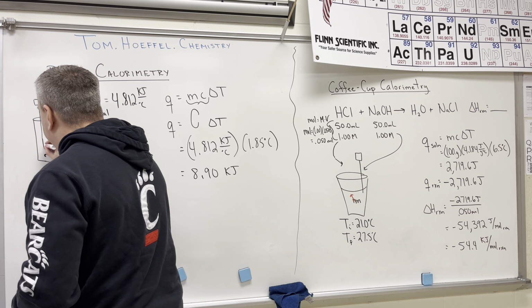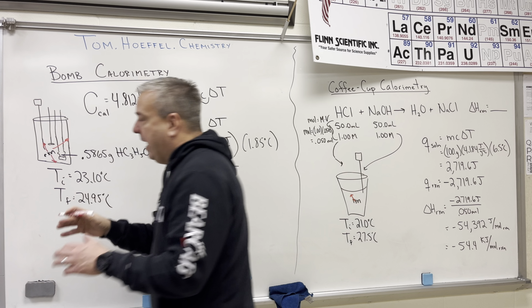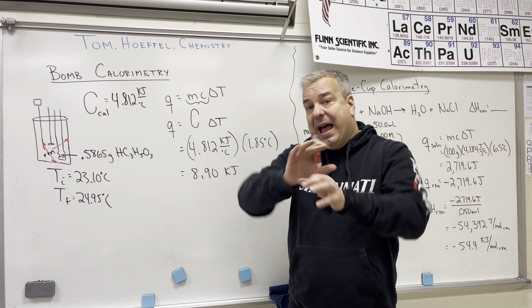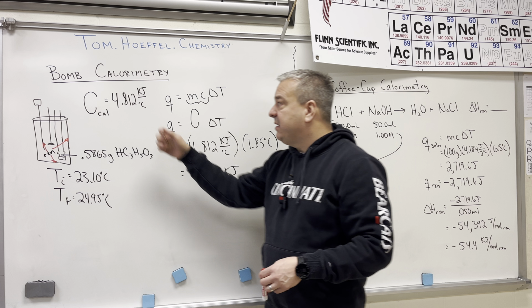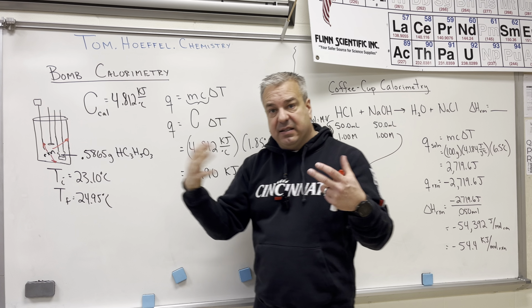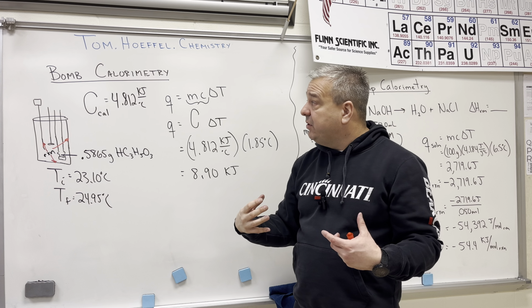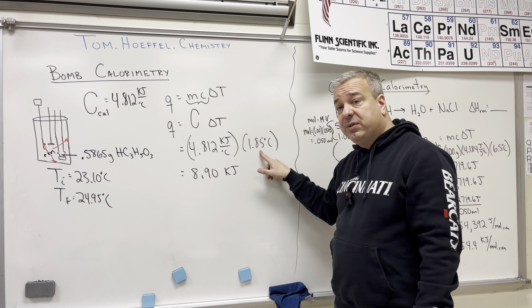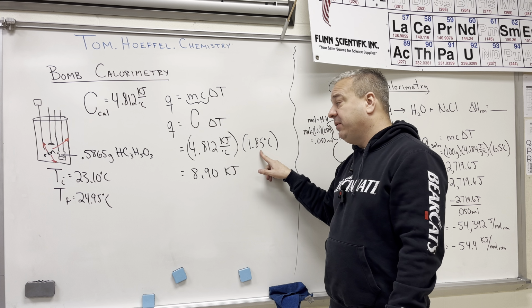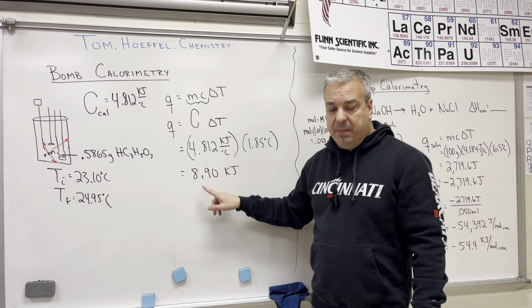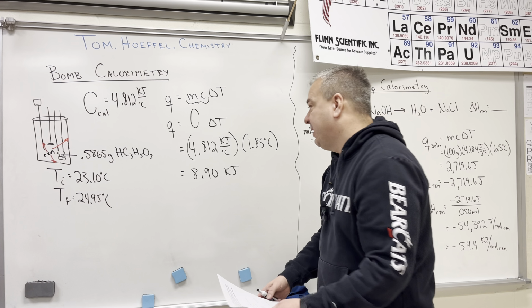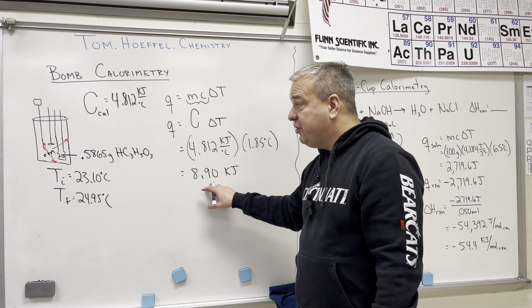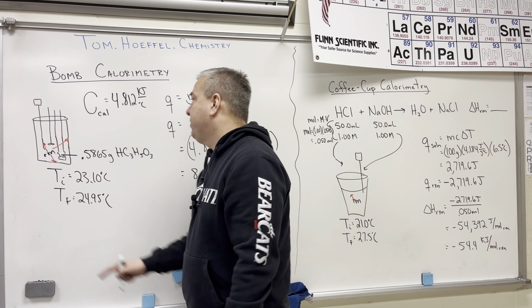It's going into all of these places, and the thermometer is just measuring the calorimeter as a whole, okay? And for each degree Celsius that it goes up, that means it's absorbed 4.812 kilojoules, okay? Well, if it goes up 1.85 degrees Celsius, that means the calorimeter absorbed 8.90 kilojoules, okay? Well, where did that energy come from? It came from the chemical reaction.